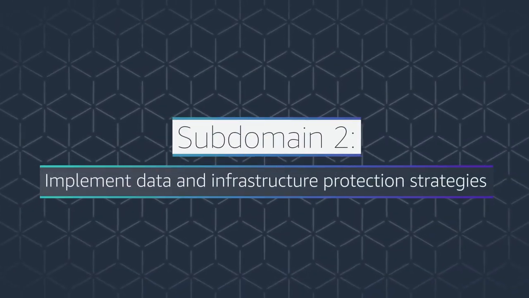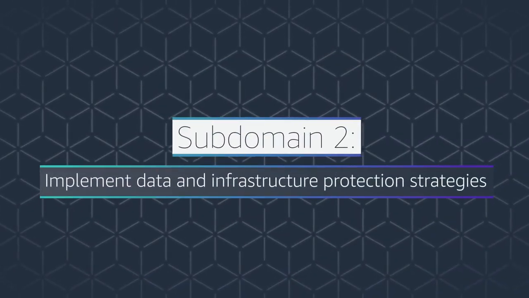The second domain is implement data and infrastructure protection strategies. As we dive into data protection, we start by being able to implement a data classification scheme. How do we identify which data needs to be locked down and what data is publicly available? Once you can identify what needs to be locked down, well, then lock it down.